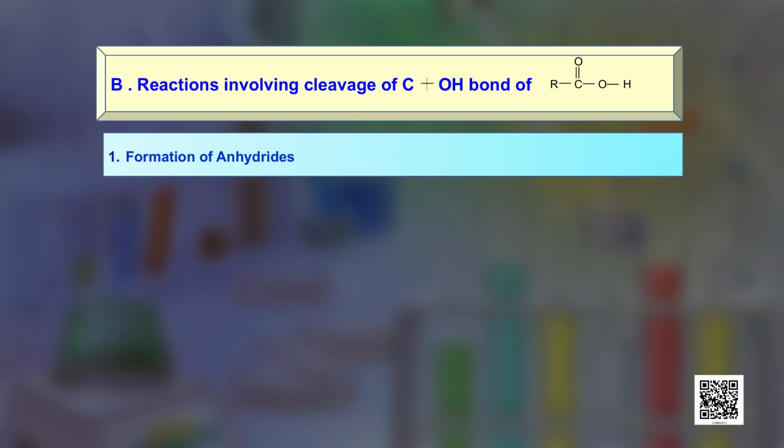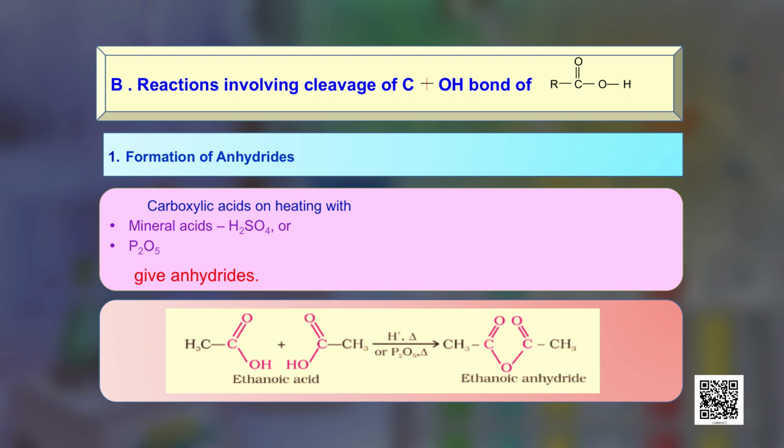First one is the formation of anhydrides. Carboxylic acids on heating with either mineral acids, that is sulfuric acid, or P2O5, give anhydrides. One such example is shown here in this reaction for formation of anhydrides. The second reaction is esterification.